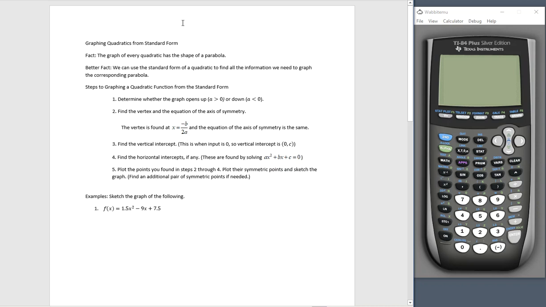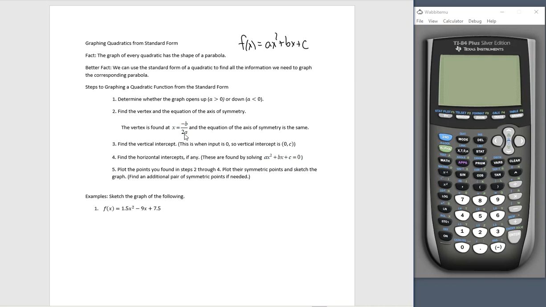Keep in mind that the standard form for a parabola is f of x equals ax squared plus bx plus c. So when I'm referring to a and b, and eventually c, I'm referring to the coefficients of a quadratic in descending order. Sometimes we might have b as 0, sometimes we might have c as 0, but we'll never have a equal to 0.